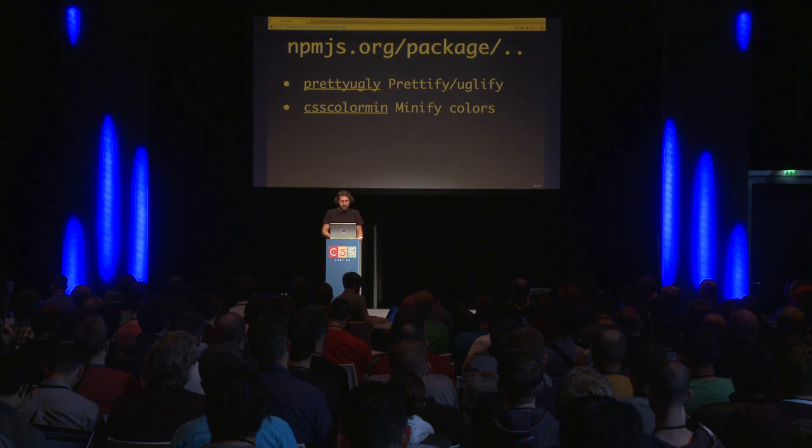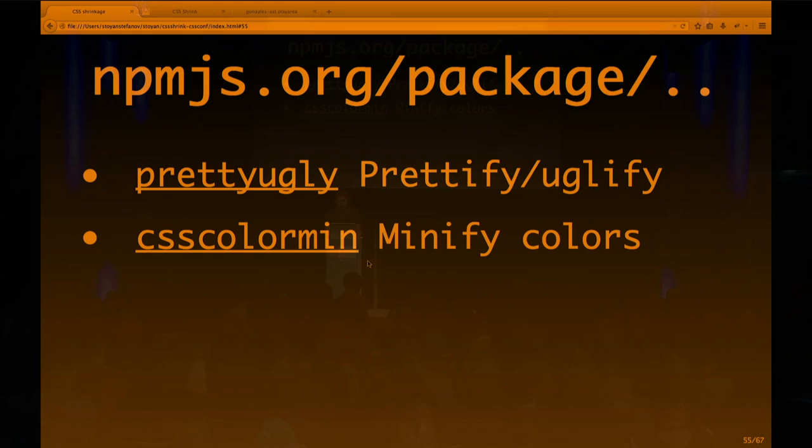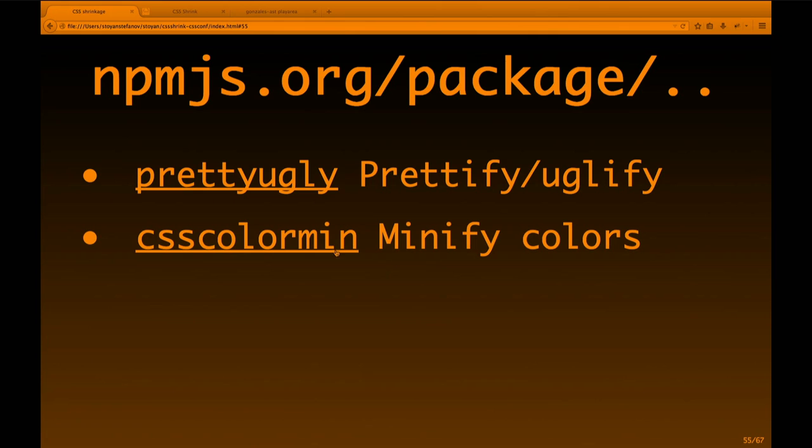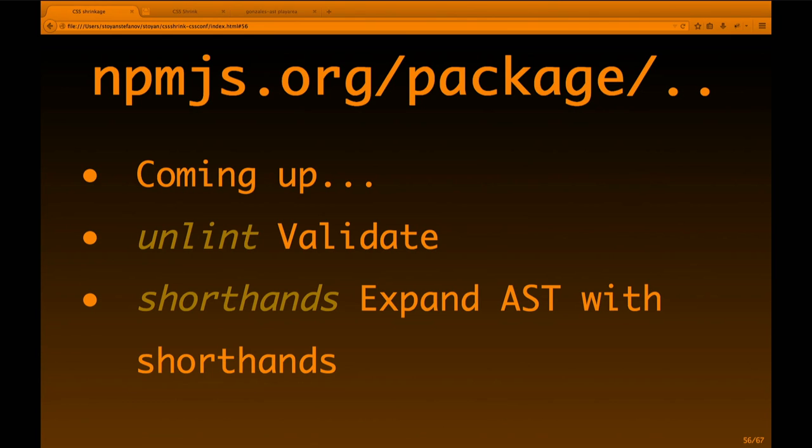I mentioned prettifying and uglifying. Yeah, so that's the beauty of NPM, that I found a color library that I can use. So instead of doing the CSS color transformations on my own, I can just write another library that uses this one and just does the minification of colors. Things that are coming up: I mentioned CSS shorthands, which is something that the minifier should do, but mine doesn't yet.